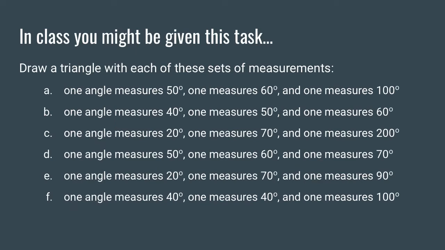So in class, you might be given this task: draw a triangle with each of these sets of measures. So we have one angle is 50, one angle is 60, one angle is 100; one angle is 40, 50, and 60; one angle is 20, 70, and 200; one angle is 50, 60, and 70; 20, 70, and 90; and then finally a 40, another 40, and 100.